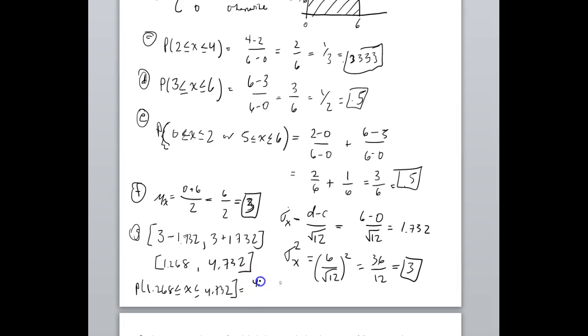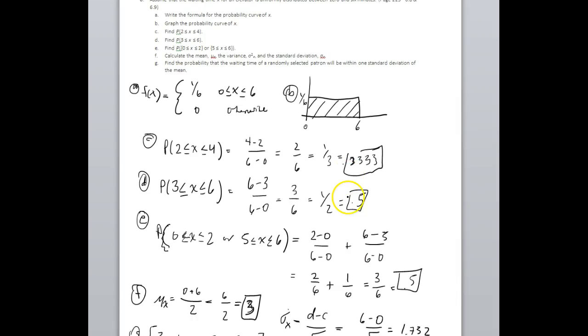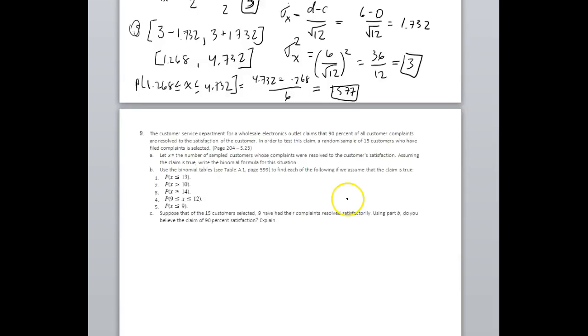So we would just say 4.732 minus 1.268 all over 6 minus 0. And that's going to give us, at the end of the day, 0.577. Okay, so that's that. So that's number, I believe it was number 8. Yes, number 8. All right.